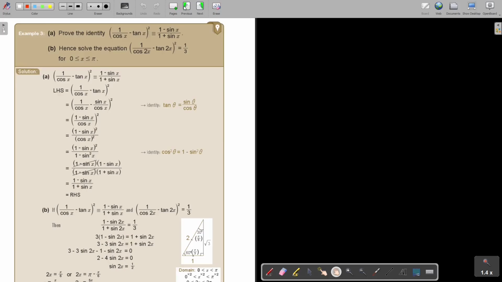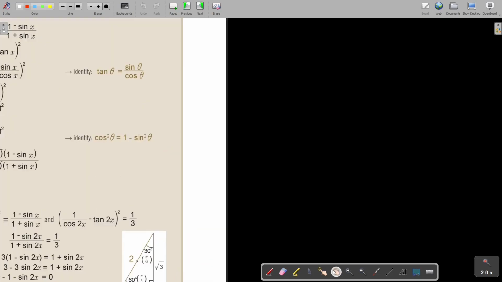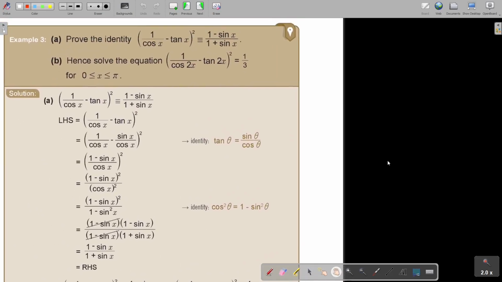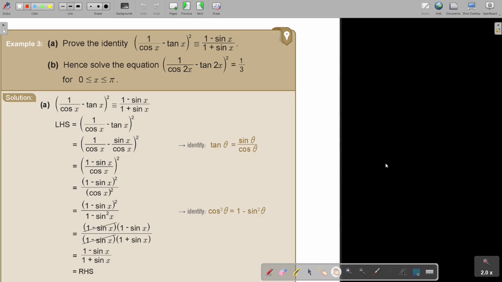Example 3. Prove the identity 1 over cos x minus tan squared x is equal to (1 minus sin x) over (1 plus sin x). Okay, so first we are going to prove that the two are equal. So let's make it a little bit bigger. It's showing you the identity there. Start with the left-hand side. Just take one side.